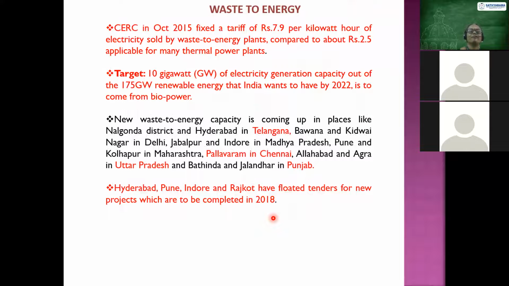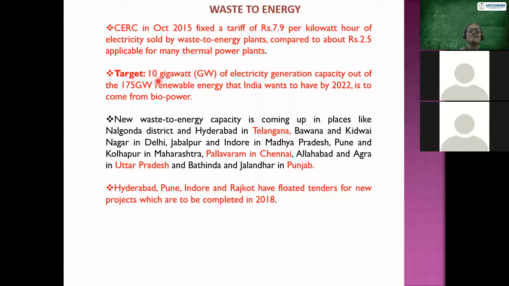They were saying that for waste to energy, the tariff we are paying, if you ask how much for one unit, was around that in October 2015. Nowadays when it goes to the slab, the range will be different. But for waste to energy, they are saying only rupees 7.9 per kilowatt hour of electricity sold, compared to about 2.5 applicable for many thermal plants.